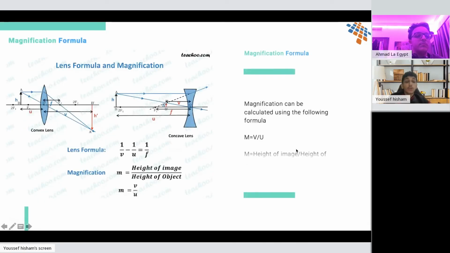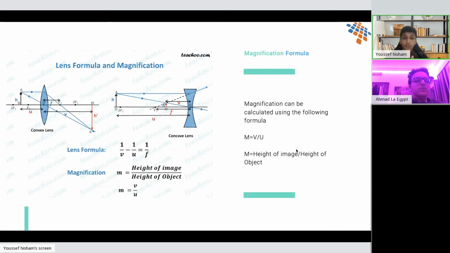So, the magnification has a formula. There is a formula to find magnification, and it can be calculated by the following formula, which is m equals v over u, where m means the magnification, v is the height of the image, and u is the height of the object. By using this formula, you can calculate the magnification.